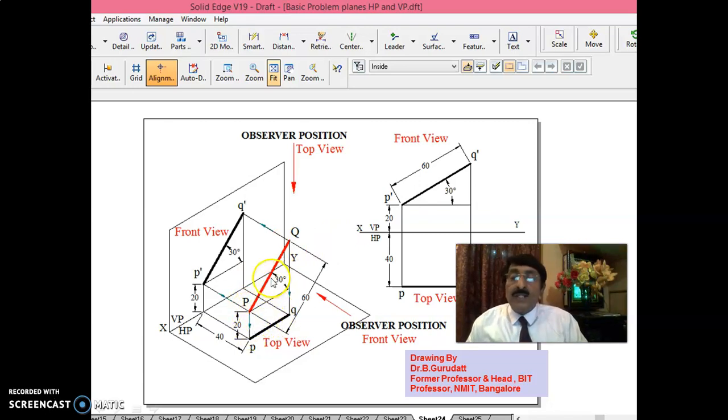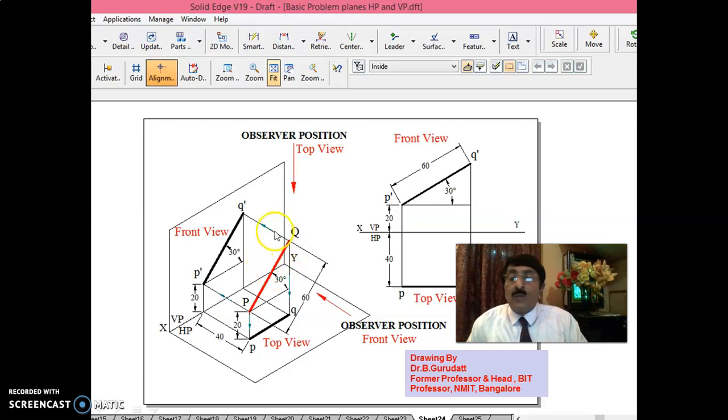Please follow. When a midpoint problem is given, the midpoint is M, let us say here. With M as the pivot point, the line is inclined at 30 degrees to HP, let us say. And if I want to give some inclination to VP, I'll move Q. I'll be rotating with respect to M only. The midpoint cannot change. The midpoint distance above HP and in front of VP should not change.